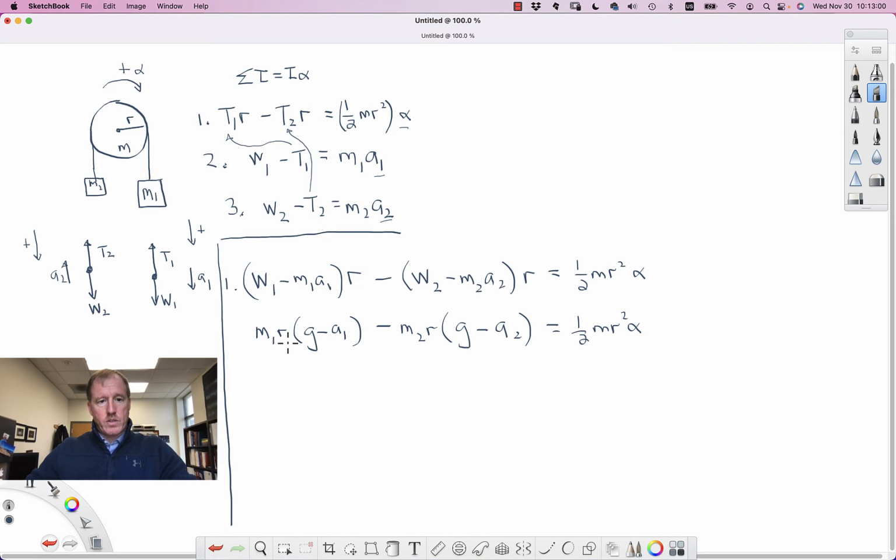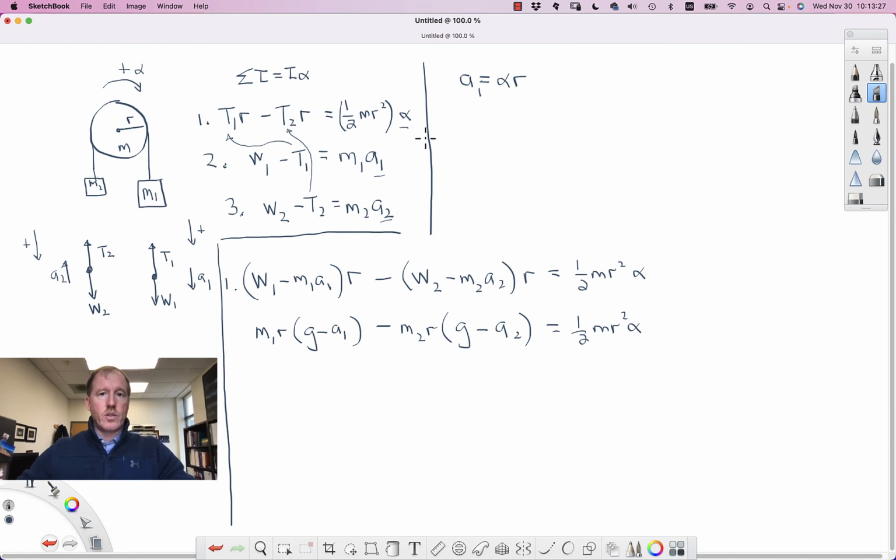Okay, I know the masses, I know r, I know g. I don't know a1 or a2 or alpha, but I do know that those are connected to one another. So let's think about that. Okay, so what do we mean by a1? We mean the acceleration of object 1 as it goes down. That's going to be related to the angular acceleration of this pulley, so that'd be alpha. So a1 is alpha times r.